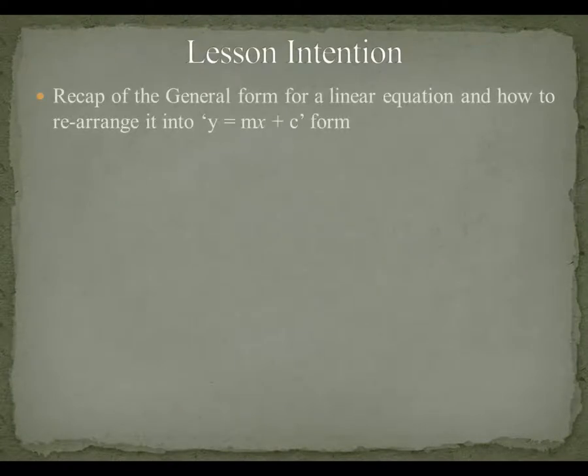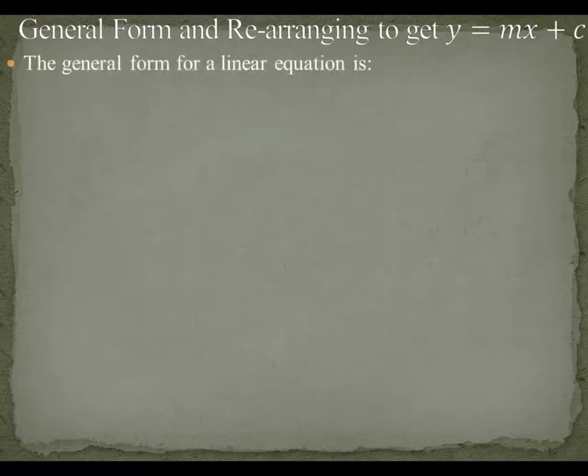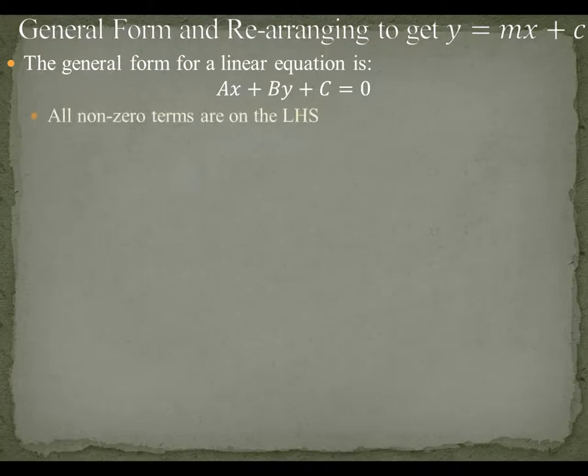Next learning intention. I want to do a quick recap of the general form for a linear equation and how to rearrange it into y equals mx plus c form. Again, this is a National 5 skill, so it should be more of a recap than something unfamiliar. The general form for a linear equation is where every term has been shifted over to the left-hand side and it's equal to 0.